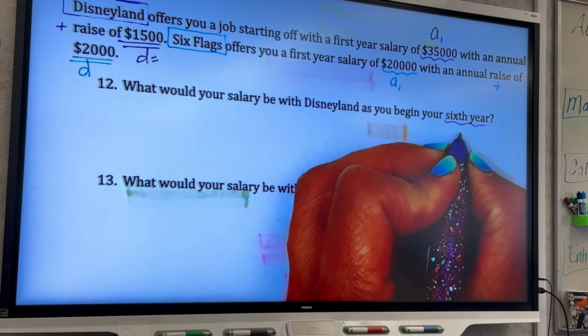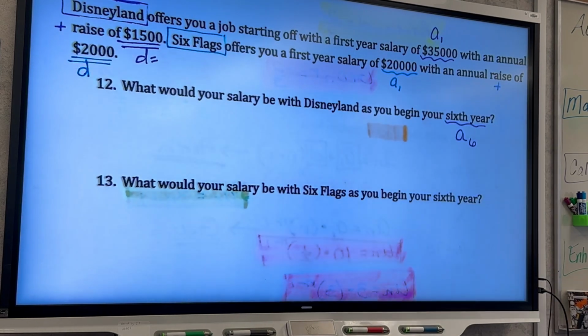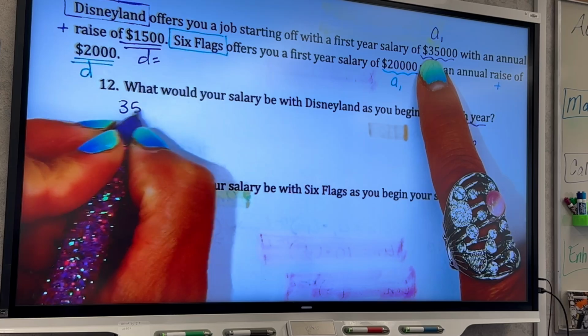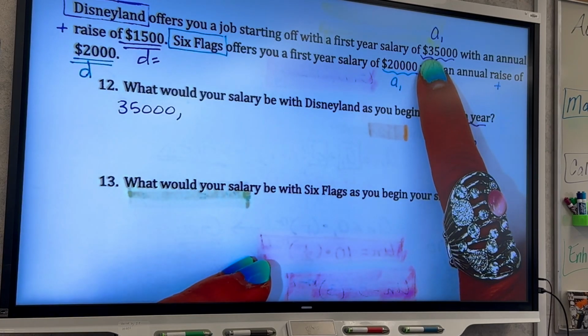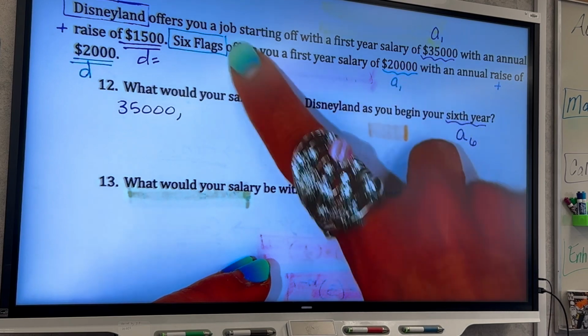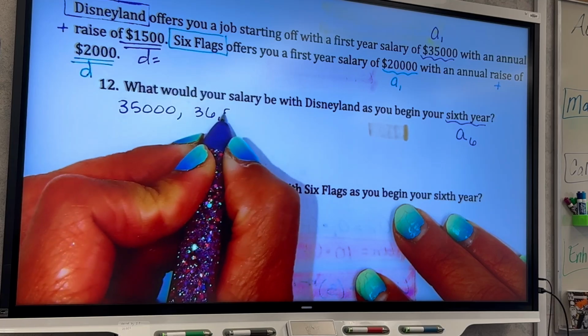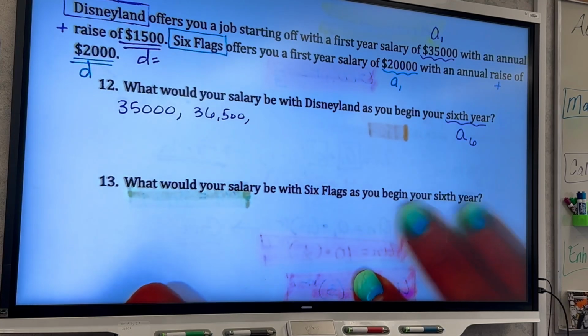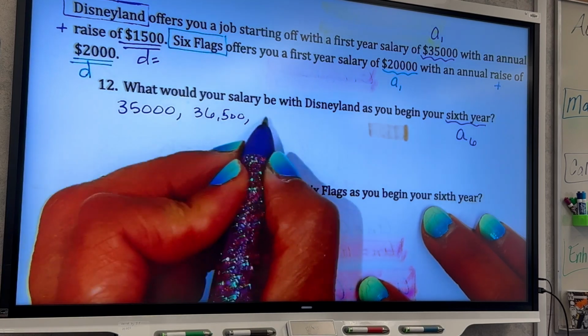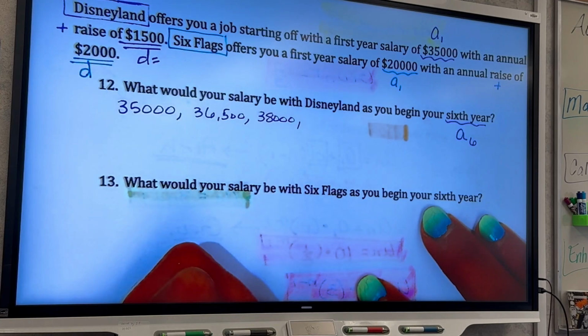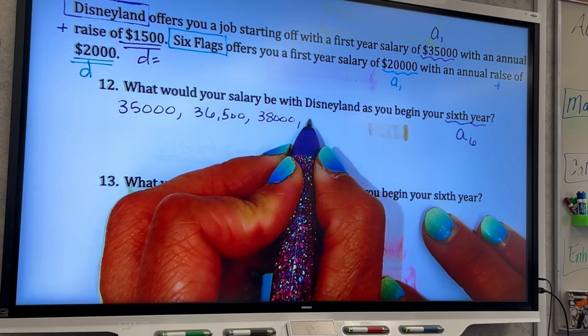If we are beginning the 6th year, we're finding the 6th term of the sequence, A sub 6. Okay, so I'm going to first show you how to do this without a formula. Okay, so we know that the first term is 35,000. And then what are we adding on every year for Disneyland? 1,500. So that would be $36,500 for year 2. And then 36,500 plus 1,500, what would that be? 38,000. And then 38,000 plus 1,500 would be what? 39,500.